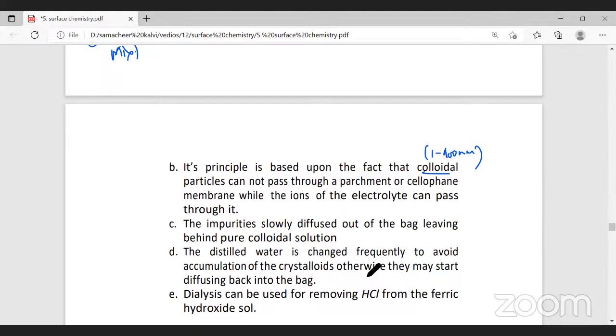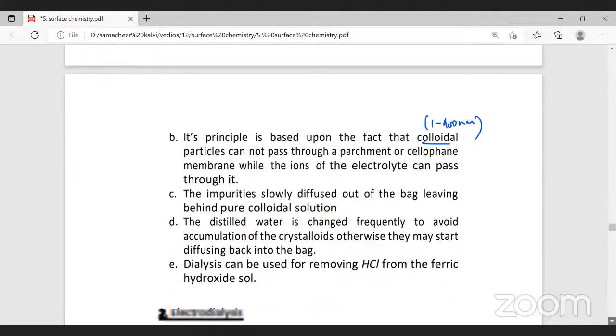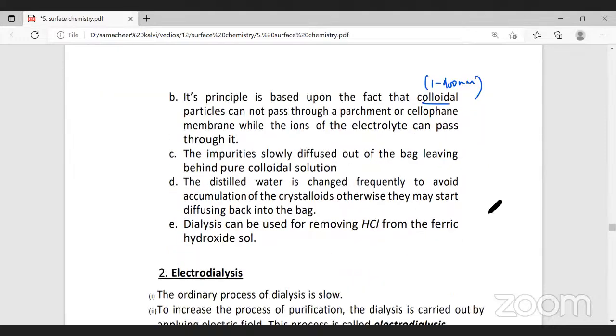The distilled water is changed frequently to avoid accumulation of crystalloids, otherwise they may start diffusing back into the bag. Dialysis can be used for removing HCl from ferric hydroxide. For an example, if you take a parchment paper bag, in this bag we have an impure colloid. This parchment paper bag containing the impure colloid is placed in a container containing water.